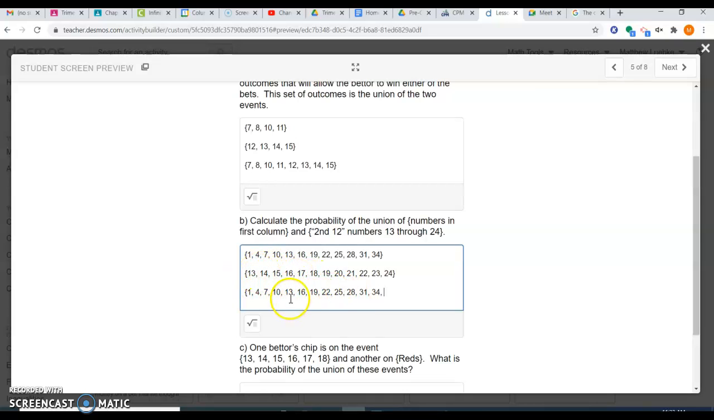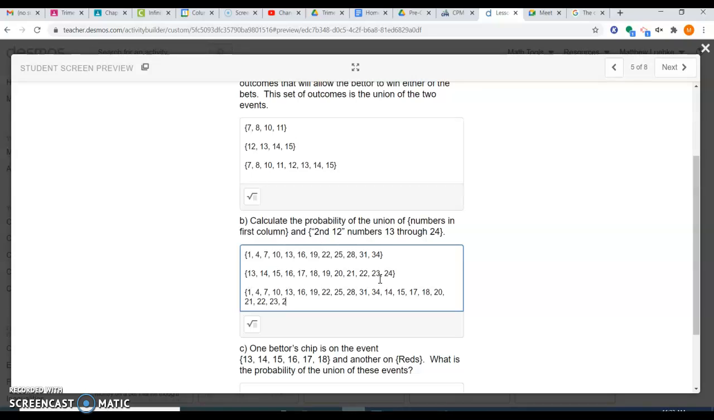13 I already used right here, so I'm not going to use 13, but I am going to include 14 because 14 would make this one win. I'm going to include 15. I'm going to include 17. I'm skipping 16 because 16 was already counted in the first one. I'm going to use not 19, 18. 19 was already used. I'm going to use 20, 21. Skipping 22, it's already used. Oops, sorry, those ones are already used. So 21, and then 22, 23, and 24.